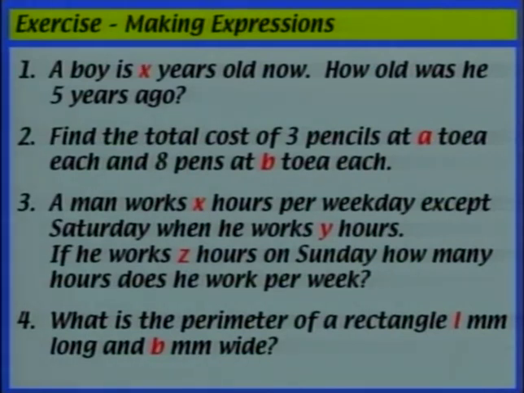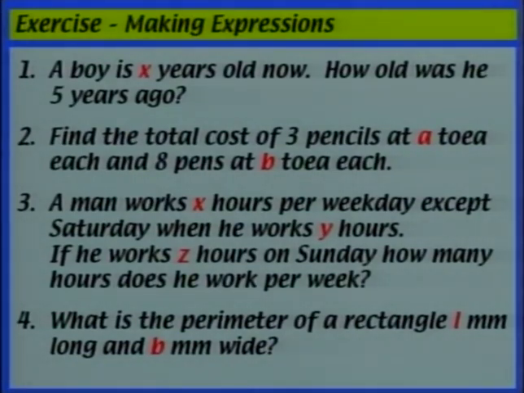You are asked to write an expression for how old he was 5 years ago. If you are 17 years old now, how old were you 5 years ago? Megan? 12. You were 12 years old. Okay. How did you get 12, Megan? 17 minus 5.